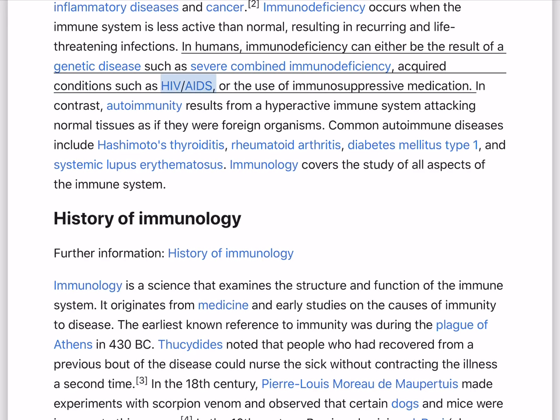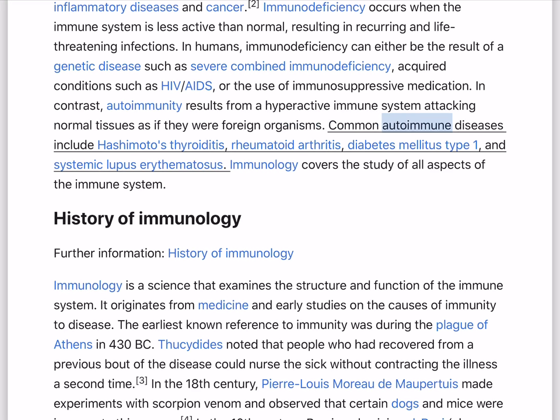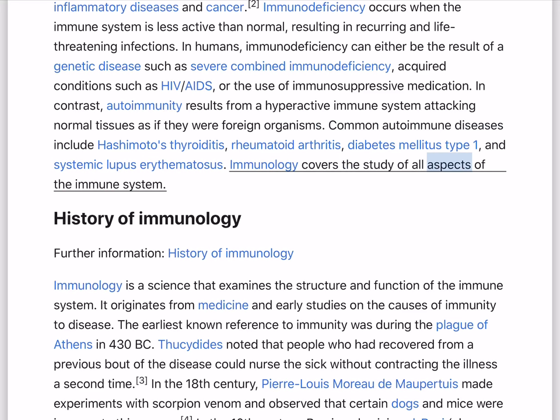In contrast, autoimmunity results from a hyperactive immune system attacking normal tissues as if they were foreign organisms. Common autoimmune diseases include Hashimoto's thyroiditis, rheumatoid arthritis, diabetes mellitus type 1, and systemic lupus erythematosus. Immunology covers the study of all aspects of the immune system.